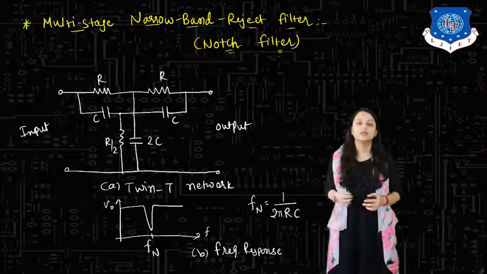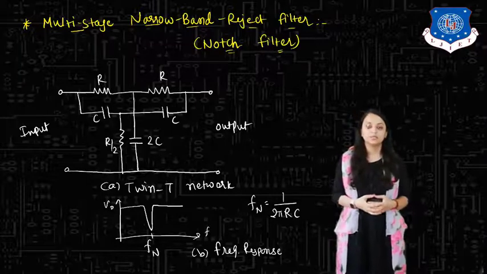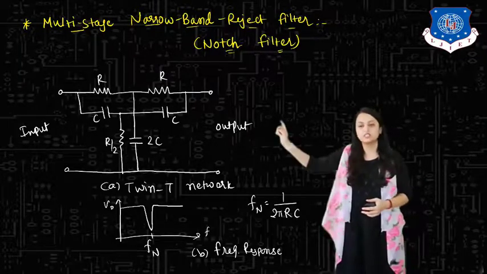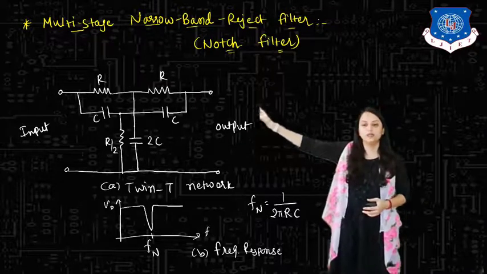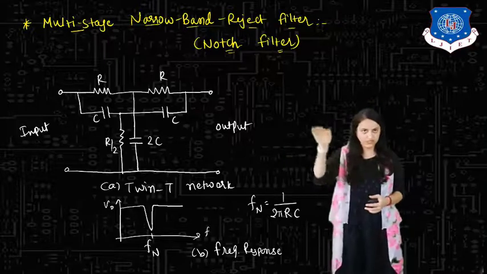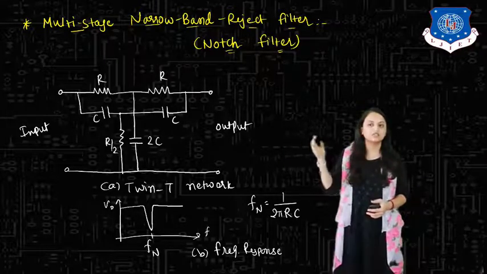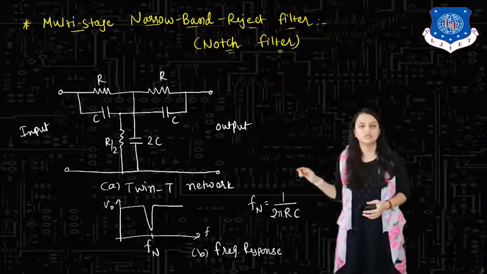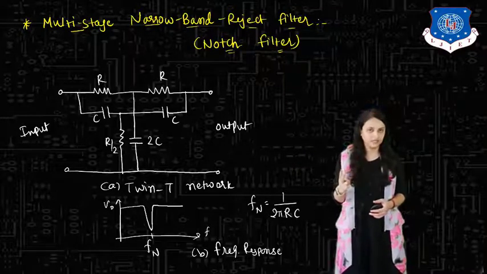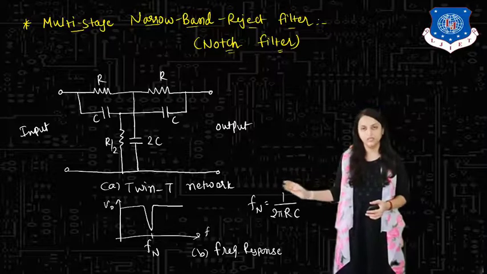Why is it called a twin T network? Because here it is forming two T shapes. As you can see over here, the first T shape is obtained by resistances R, R and the capacitance 2C. That is forming the T shape. Another T shape is formed by two capacitances and the resistance R by 2. That means this is the combination of two T networks. That's why it is called a twin T network.